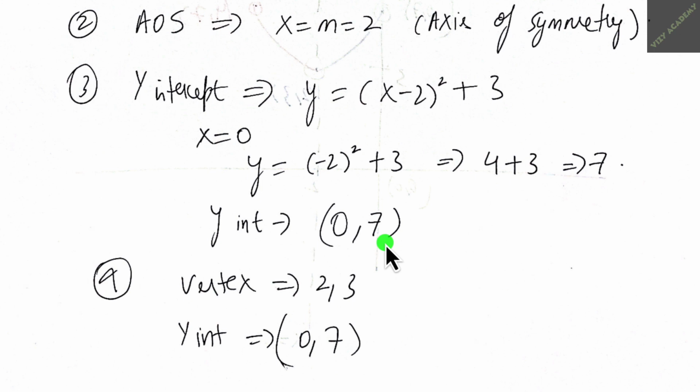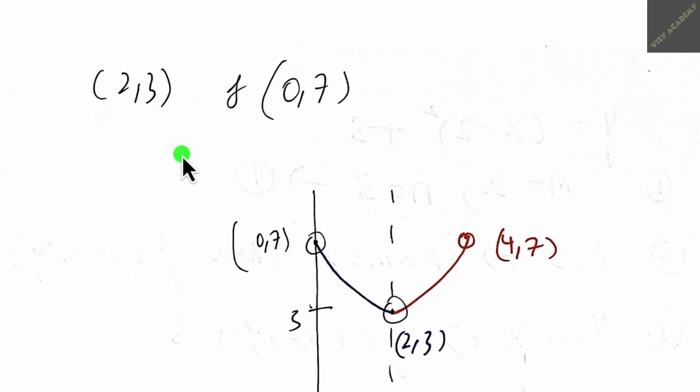Now we have got the vertex which is (2, 3), the y-intercept is (0, 7) and the axis of symmetry is x = 2. So we are going to plot first the vertex and then the y-intercept. So the vertex is at (2, 3), x coordinate is 2, y coordinate is 3, y-intercept is (0, 7). So now we will join these 2 points.